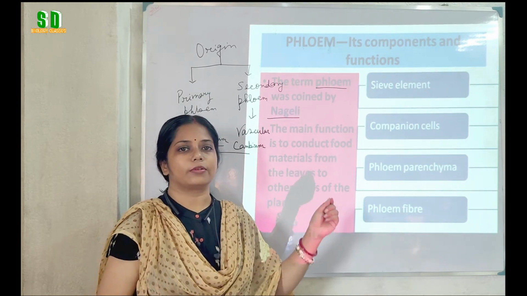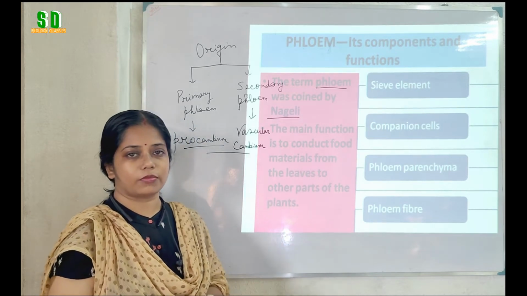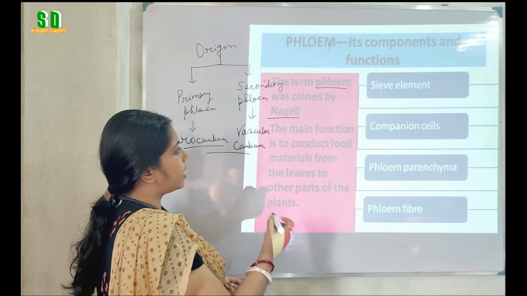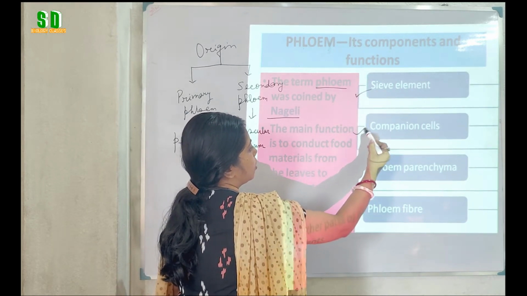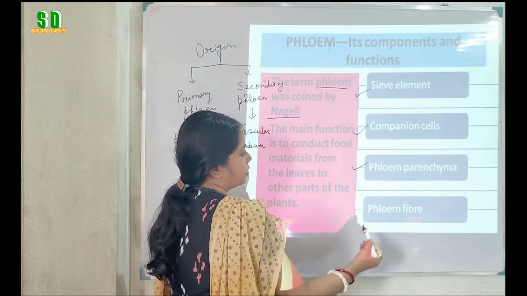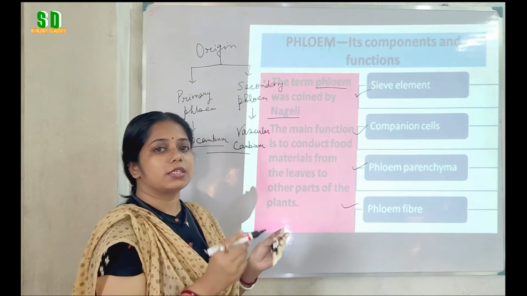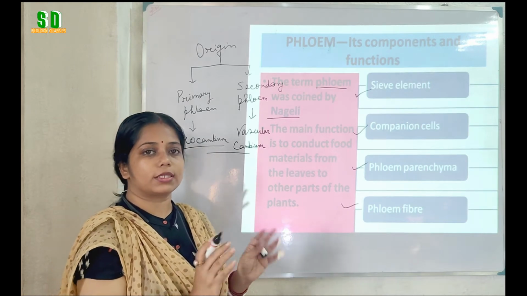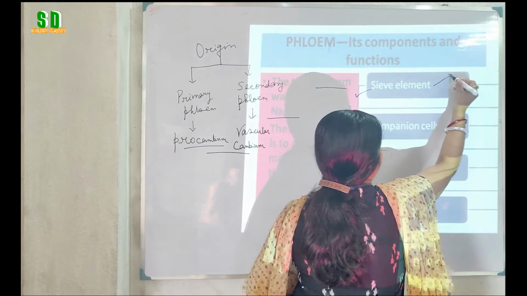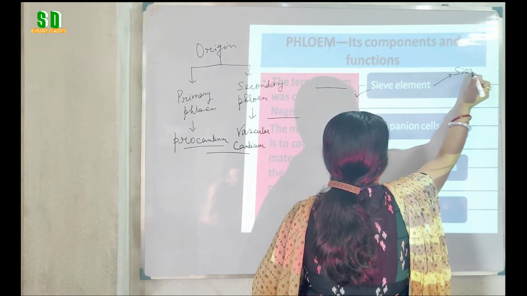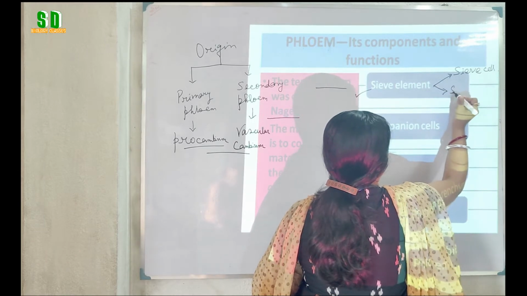Now we will talk about the different members of the phloem tissue. What are the different members of the phloem tissue? Mainly it has four different members: the sieve element, companion cell, phloem parenchyma and phloem fiber. The sieve element again consists of two types of cells. What are those? Sieve cell and sieve tube.